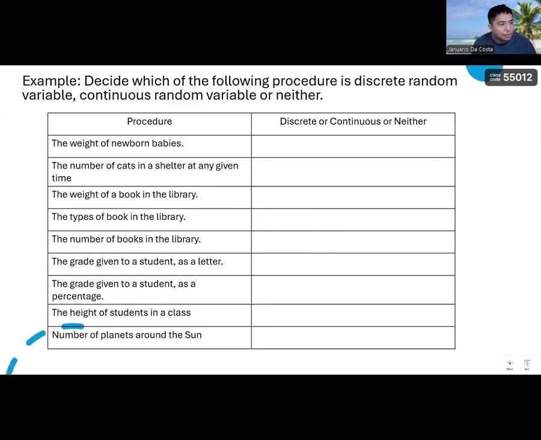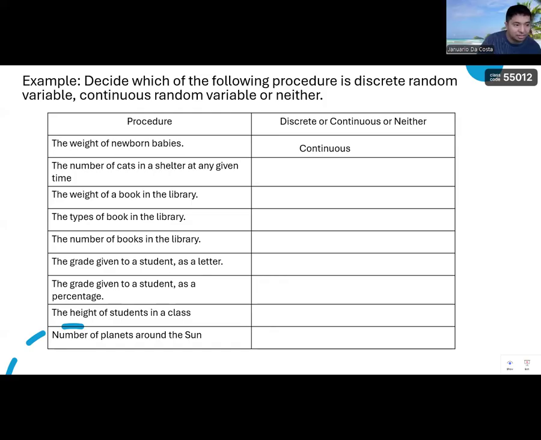Okay, the weight of newborn babies. Is this discrete, continuous, or neither? The weight of a baby. Continuous. Continuous random variable. What about the number of cats in a shelter at any given time?